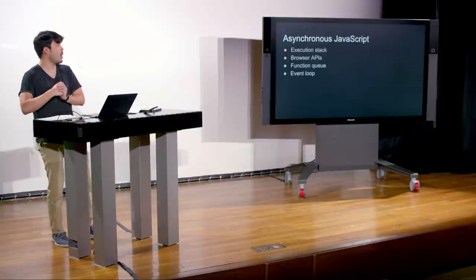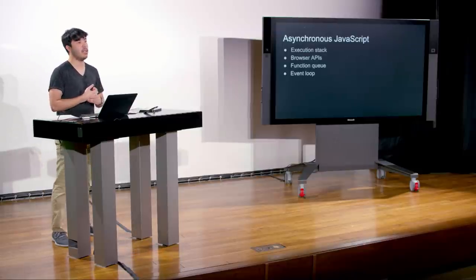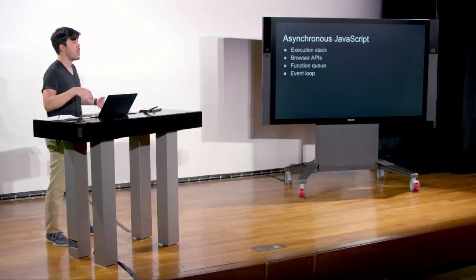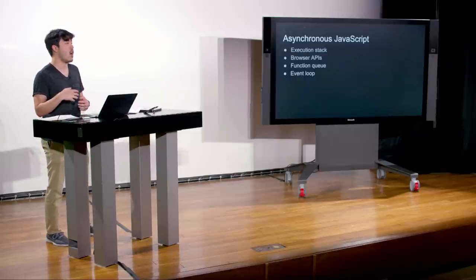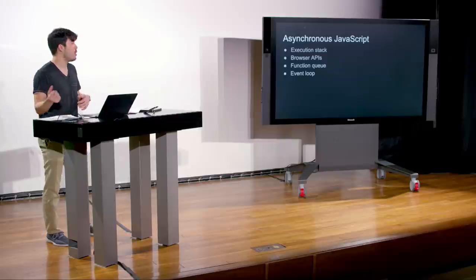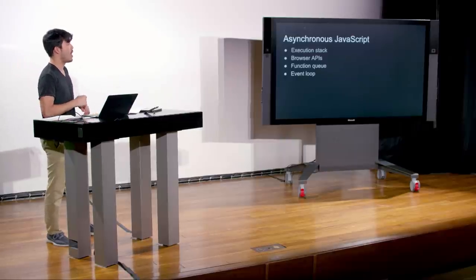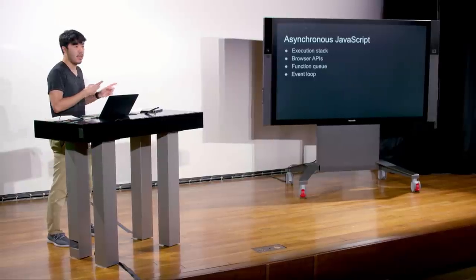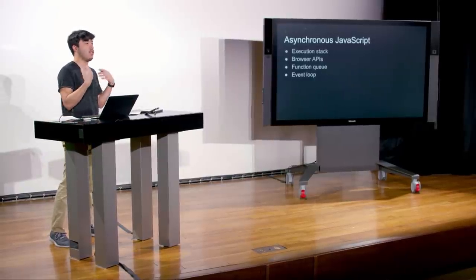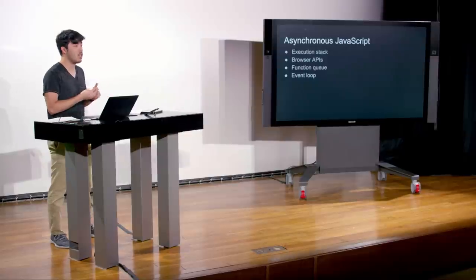Great, and so now going back to asynchronous JavaScript. How exactly does this thing called setTimeout work? How does it not just immediately get invoked? How do any asynchronous things work? In order to understand that, you first need to understand the execution stack, and then I can talk you through exactly how things get handled in terms of browser APIs, function queue, and event loop.